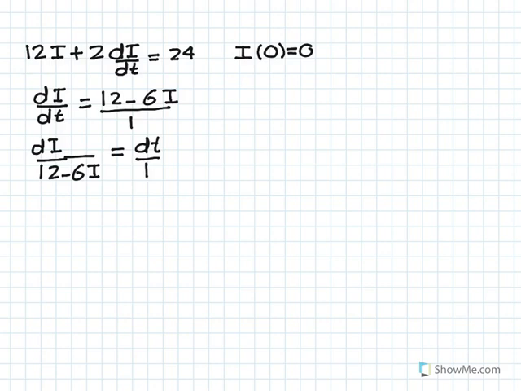So now we have all the i's on one side, I is the current, and all the t on the right-hand side. Now that the variables have been separated, we can integrate both sides. How do we integrate the left-hand side? We're going to apply U substitution. Let's write this down, U substitution. We let u be equal to 12 minus 6i.